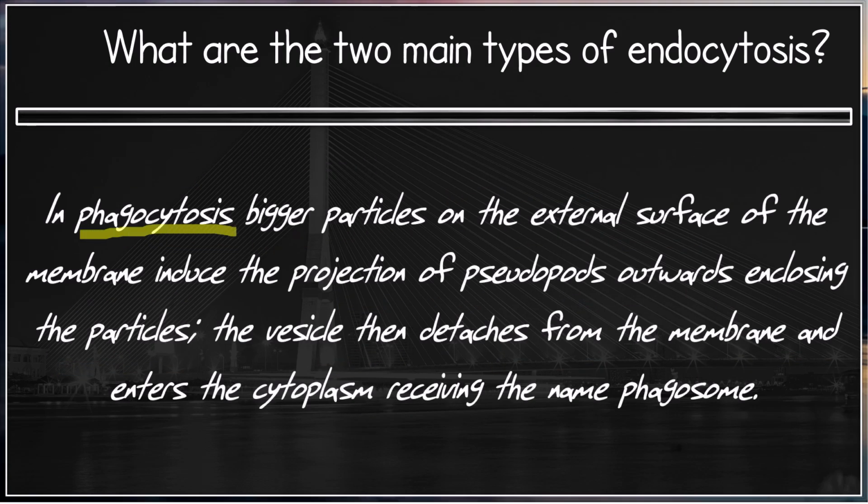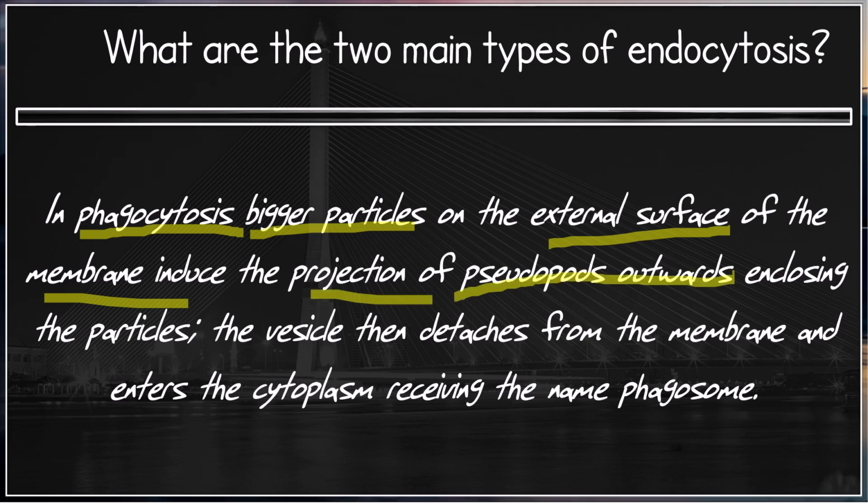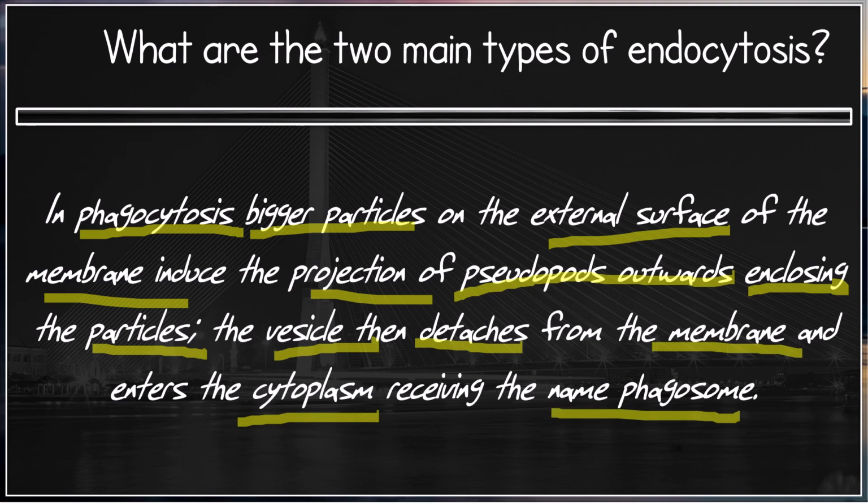In phagocytosis, bigger particles on the external surface of the membrane induce the projection of the pseudopodia outward, enclosing the particles. The vesicle then detaches from the membrane and enters into the cytoplasm, receiving the same name, phagosome.